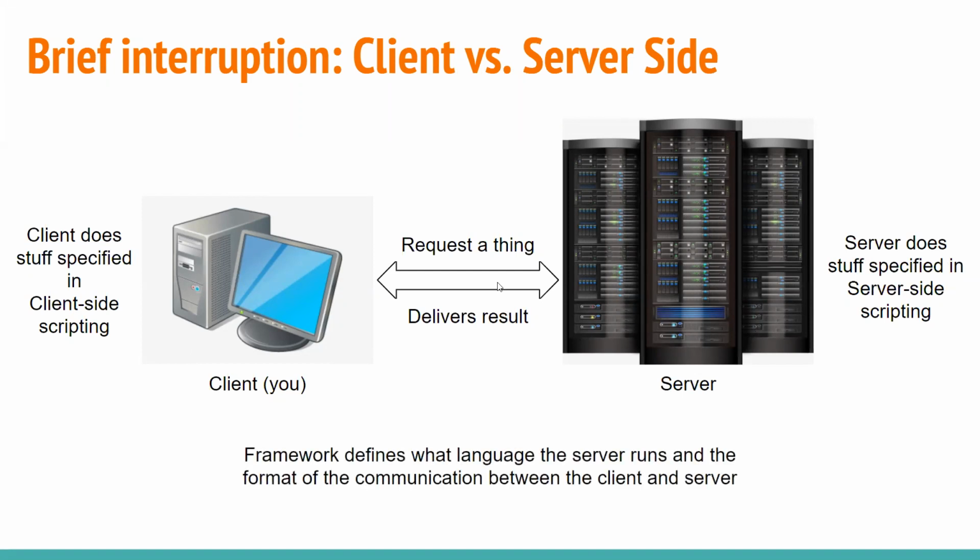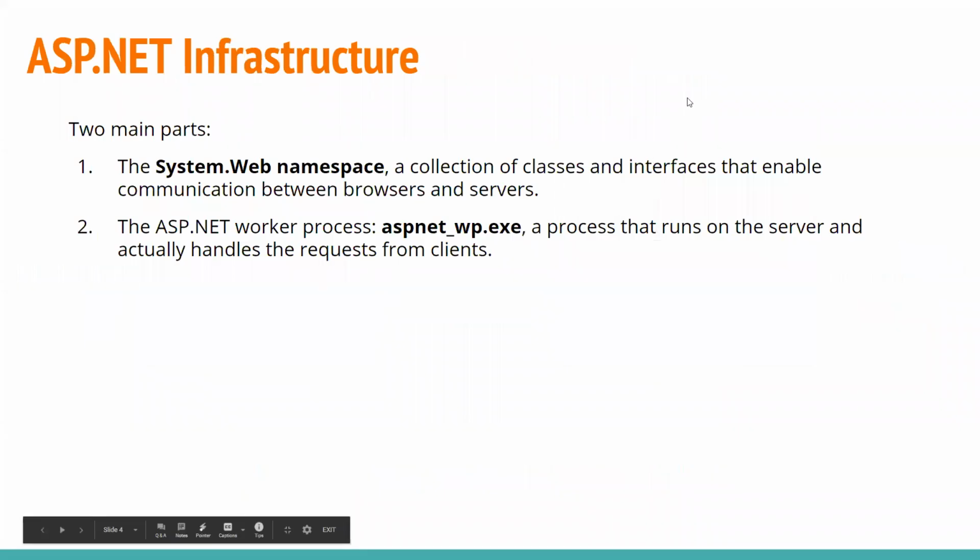Okay, and the framework defines, number one, what language the server is running. So is it using C#? If you're using ASP.NET as your framework, then you'll be using C# or Visual Basic on the server. If you're using Django as your framework, you'd be using Python on the server. If you're using Express.js as your framework, then you're going to be using JavaScript on your server. Okay, so there's a lot of different possibilities. In our case, we're using ASP.NET as our framework, so we'll be using C# on the server. It also defines what format the communication between the clients and the server takes. Okay, so you'll understand this format a little bit more later.